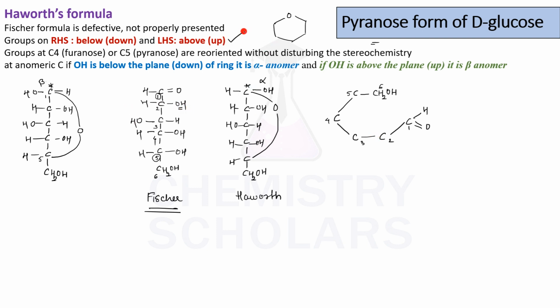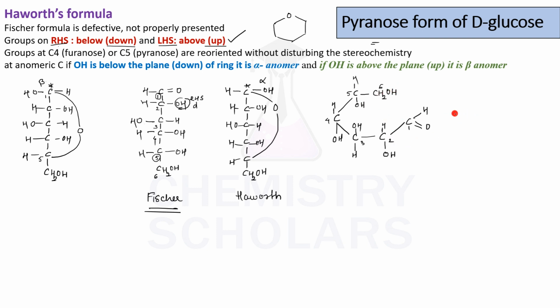Now you should follow this rule. When OH is on the right hand side, all the groups on the right hand side go below the plane of the ring, or you can write it down. And when the groups are on the left hand side, you are going to write it up. So where is this OH group on the second carbon atom? Right hand side. Right hand side means it will go down. For the third carbon atom, where is the OH group? On the left hand side, so let's write it up. For the fourth carbon atom, OH is on the right hand side. Fifth carbon atom, OH is also on the right hand side. And this I have written here like this.